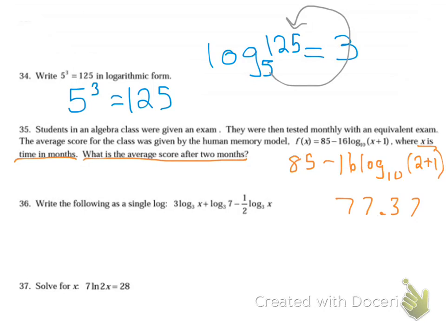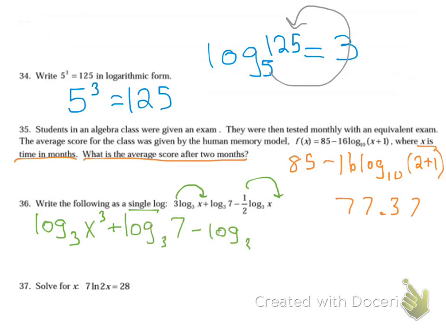But we're going to look at number 36. 36 says, write the following as a single log. Okay, the first thing I have to do is make sure they're all to the same base, which they are. They're all base 3. Any number that's out front, I'm going to use my properties of logs and take it and make it an exponent. So I end up with log base 3 of x to the third plus log base 3 of 7 minus log base 3 of x to the 1/2. Notice I didn't take the signs with them.